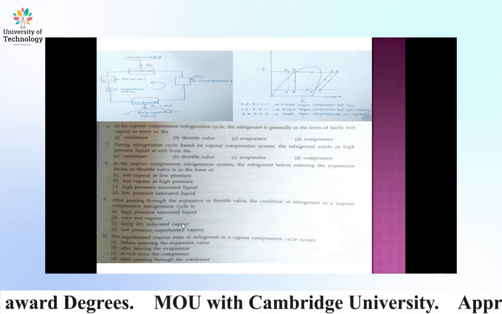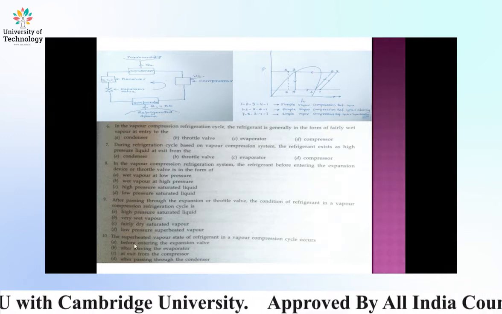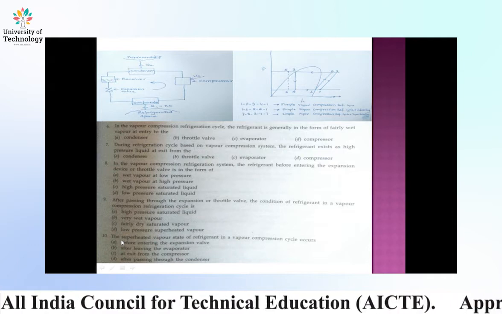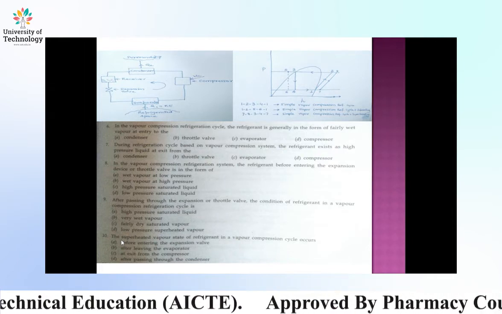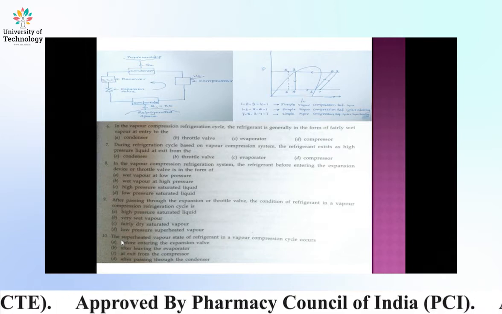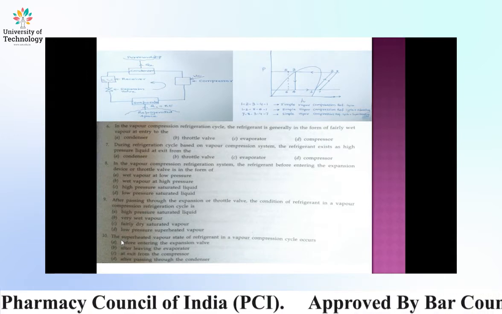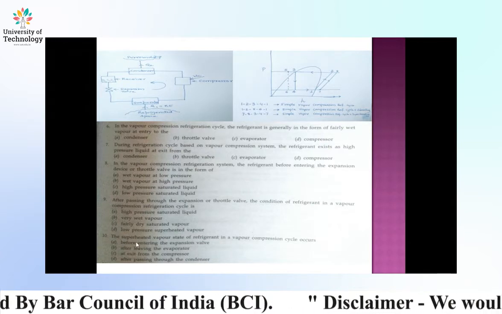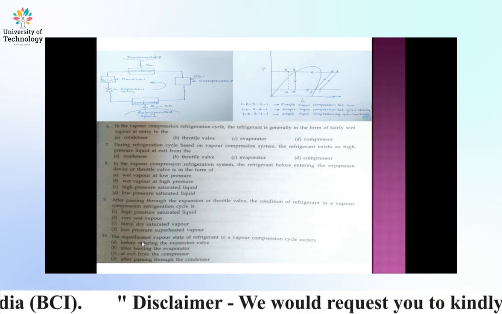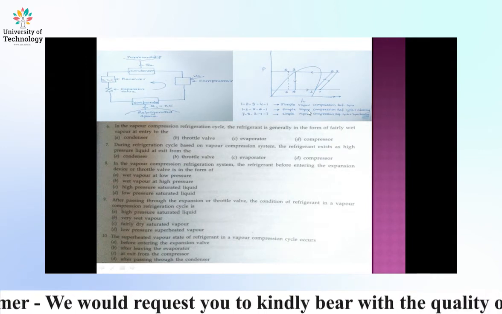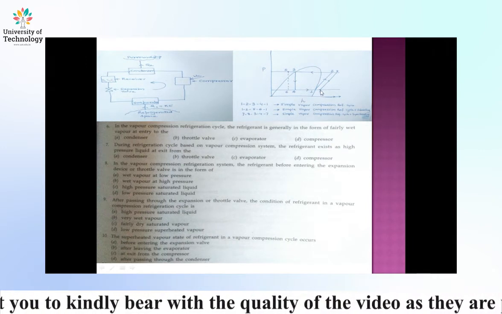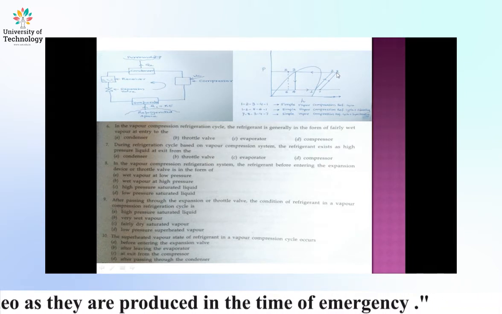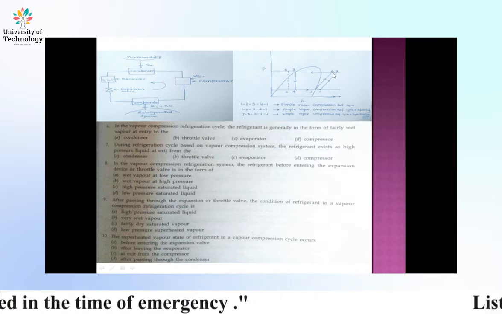Now question number 10. The superheated vapor state of refrigerant in vapor compression cycle occurs... Look at this. Point 7 is superheating at evaporator pressure, and point 8 is also in superheating condition. Point 2 is also in superheating condition at the exit of compression.